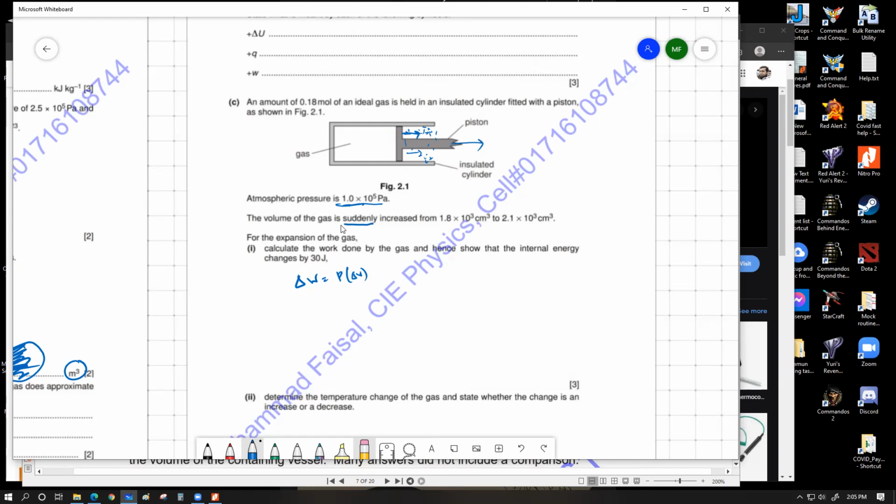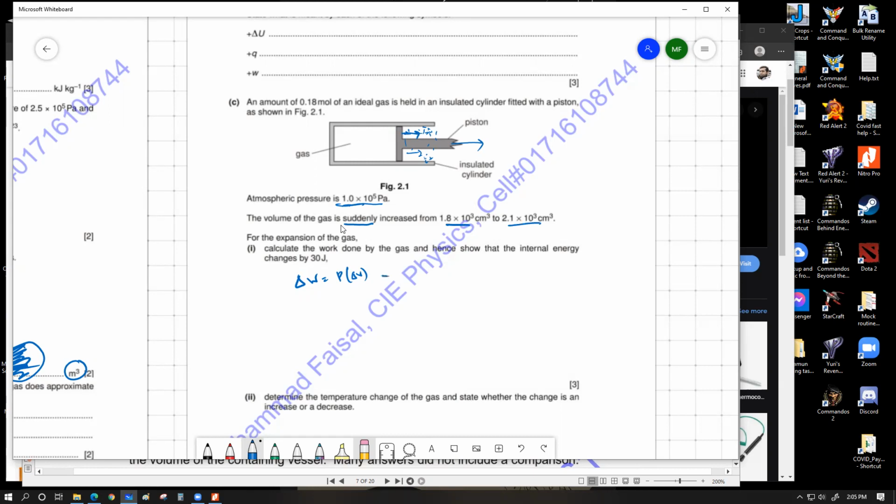And unless there is a large explosion or a shock wave, which can produce a significant variation in localized atmospheric pressure, that is not the case here, so we're not going to bother with that. The volume of the gas suddenly increased from this much to this much.